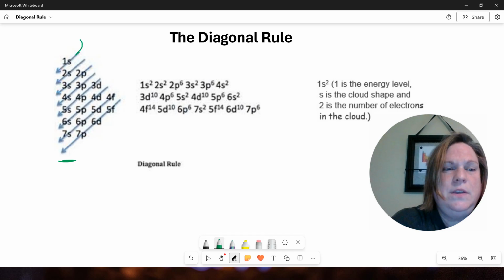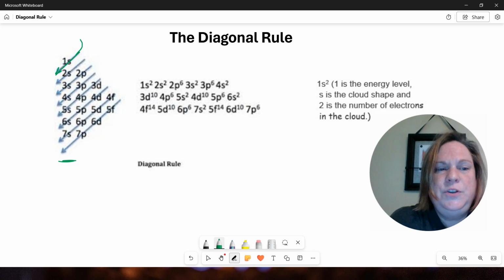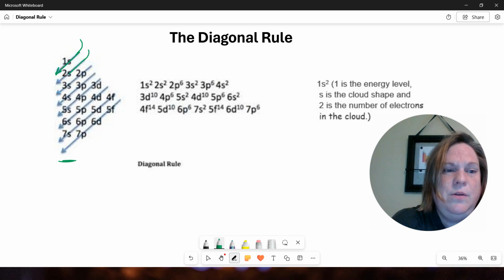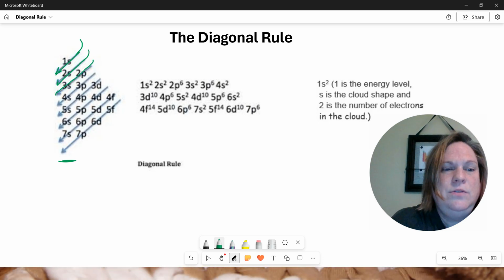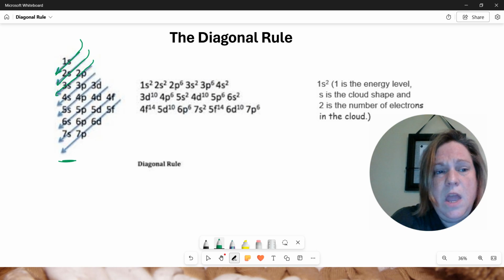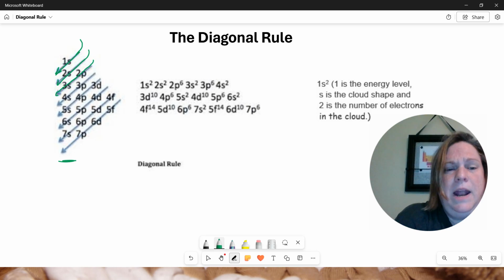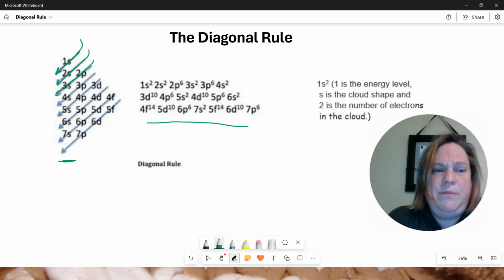We always start up here at the top and we fill the first chute, which tells us to fill the 1s first, and then we go to the next chute and we travel down, fill the 2s, and then the next 2p, and 3s, and so on and so forth. What's kind of cool about the diagonal rule, and I have it written out here, if I was to follow all those arrows, this is what it would look like.